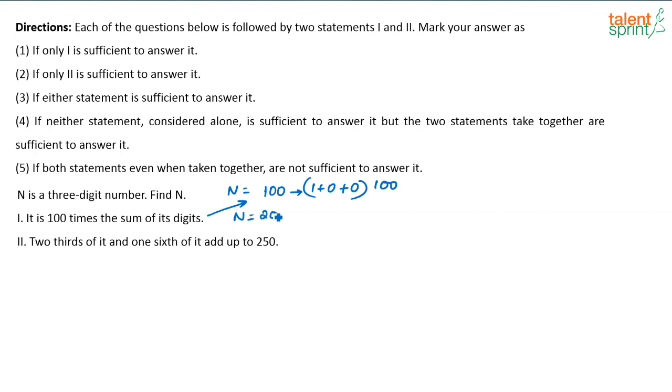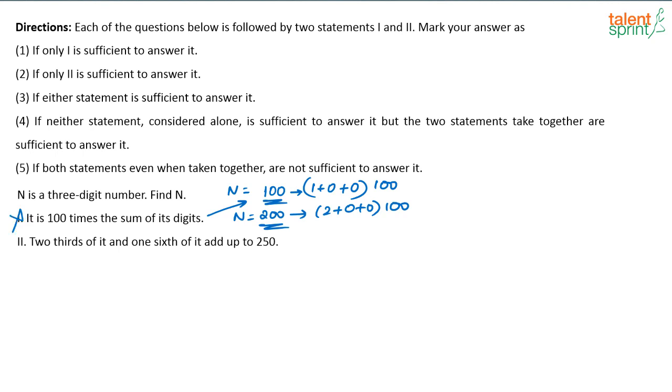Similarly, N can also be 200. How? 2 plus 0, into 100, right? Sum of the digits into 100. 100 times the sum of the digits. So using the first statement, I cannot say for sure what is the value of N. N can be 100, N can be 200, correct? I am not getting a unique answer here. So this statement 1 alone is not enough for me to arrive at the answer.